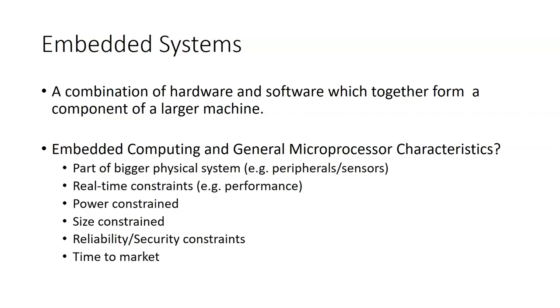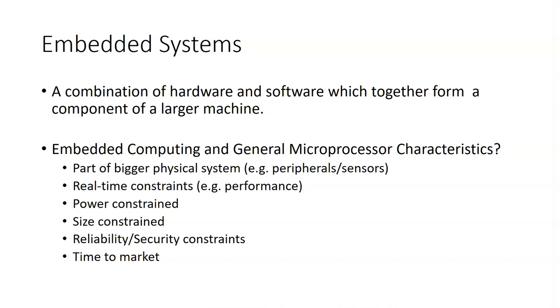So what are some characteristics for these types of embedded systems? Well, as I said, usually these processors are part of a bigger physical system, including different types of peripherals, actuators, and sensors. Many times there are also real-time constraints. So certain tasks within the system have to be done at certain time intervals. Otherwise the system can fail. Many times these systems are power constrained. So they're maybe powered by batteries, and they need to consume the least amount of energy as possible in order to increase the lifetime of the device.